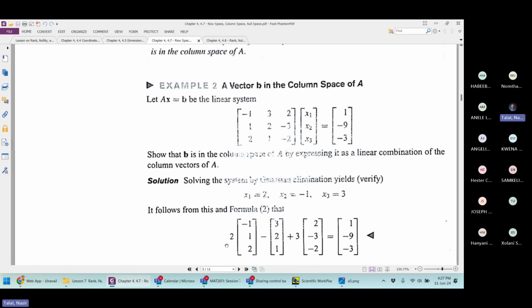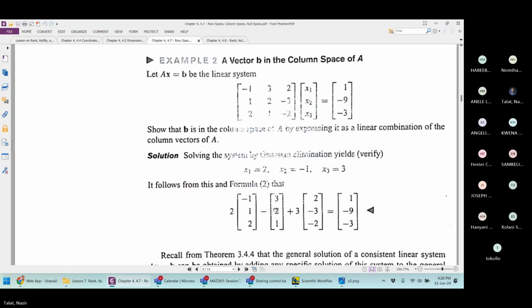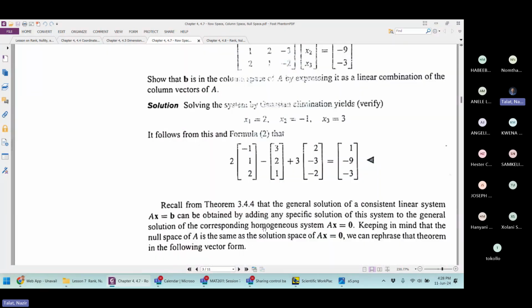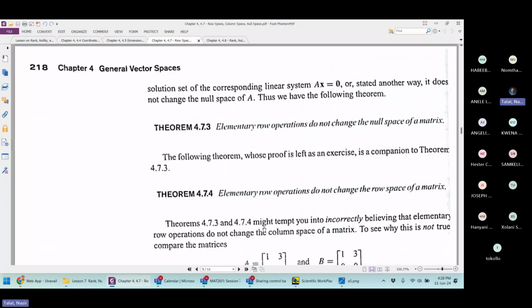For instance, if we put 2, minus 1, plus 3 and write it as a linear combination, then it becomes the column vector of Ax equal to B. Like B can be represented as a linear combination of the columns, the column space of matrix A. So this is the interesting and important thing. One can see that these always hold for that case.